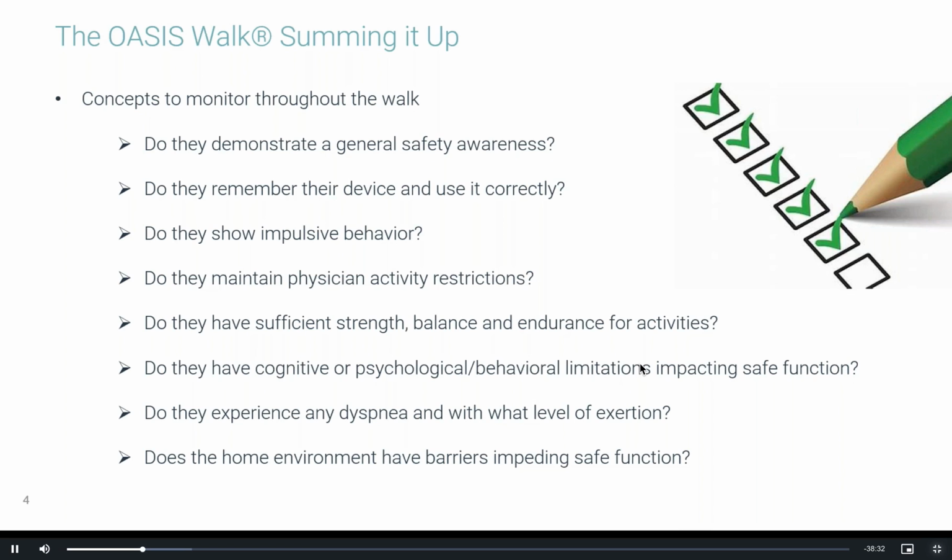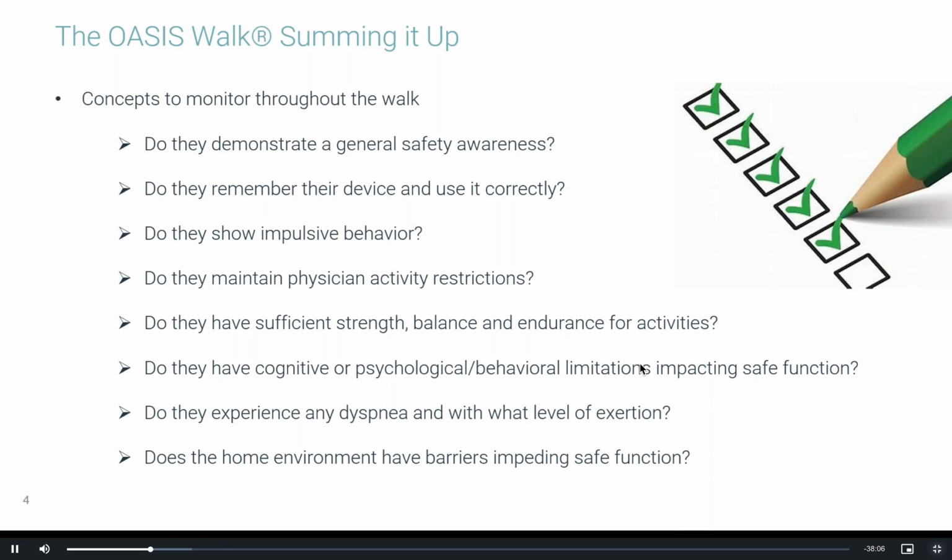So we really want to look for that and then determine whether or not that impacts their ability to perform more independently in any of their activities. And then we have those cognitive and psychological or behavioral limitations. We want to factor that into functional issues. Don't focus solely on what a patient can do from a functional perspective. Be sure you look at those other areas that can limit patients' function and safety.